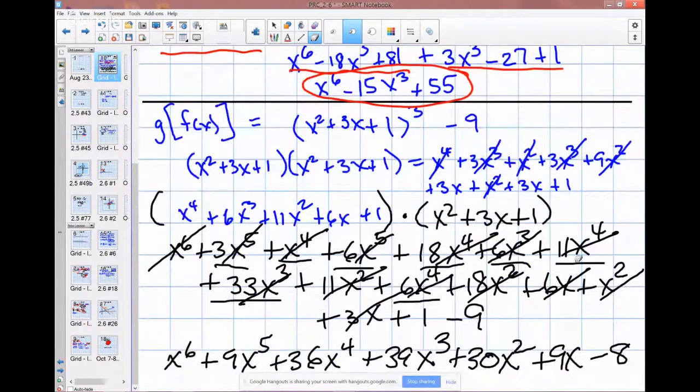Well, that's a lot of multiplying. Just take it for granted. I put it all together, and so here's the answer way down here on the bottom.